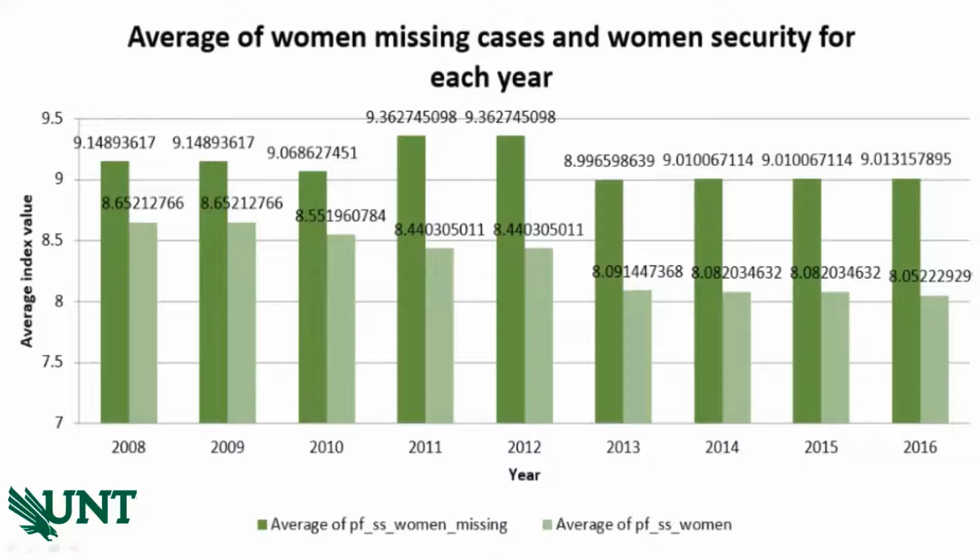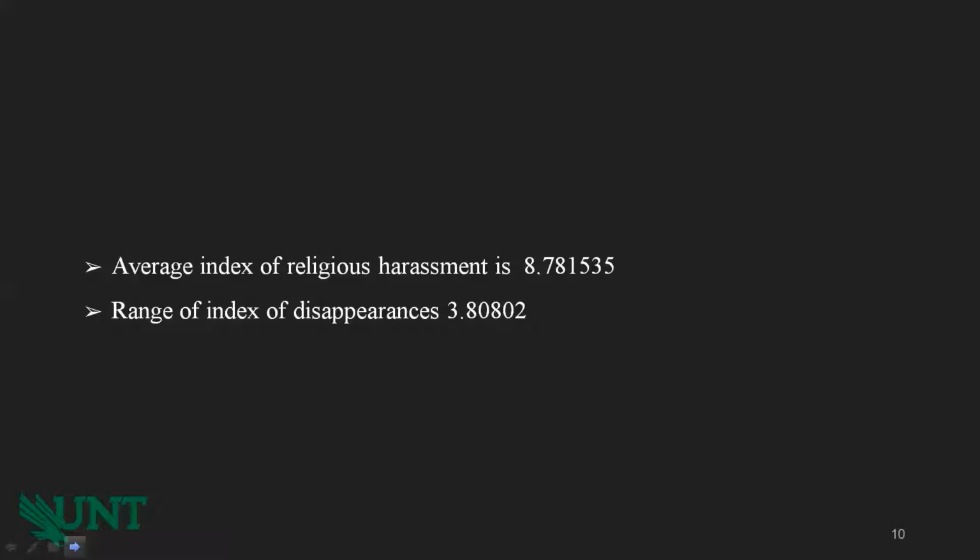Coming to this, the average index of religious harassment is 8.78. That's really huge, and this is from 2008 to 2016. The whole average is 8.78. The range of the index of disappearance is 3.8. The range gives the spread of the data, that is the maximum and minimum of the disappearances, which is 3.8. Let's go to the Excel file.